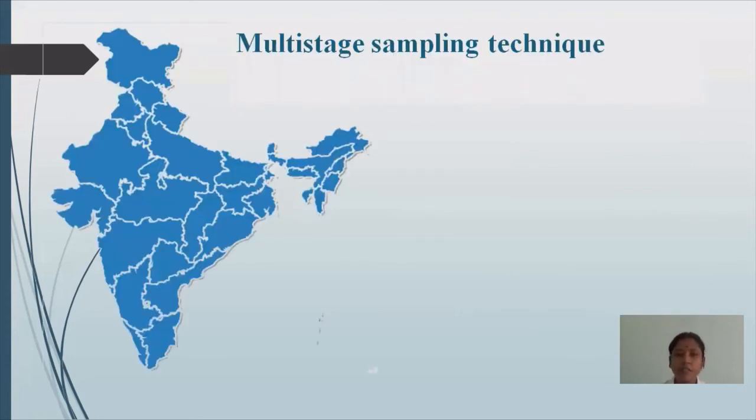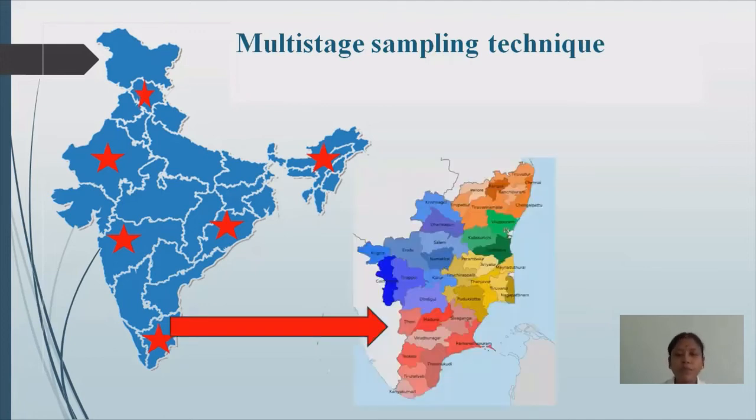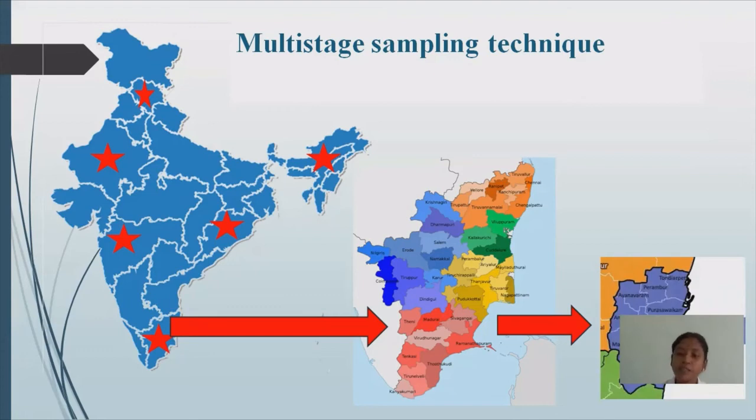So to simplify, let's say we want to conduct a nationwide study in India. So first we'll be selecting certain states which are representative of the particular region. Then in each particular state we'll be selecting certain districts, and in each district we'll be selecting certain towns, and in each town we'll be selecting certain villages, and in each village we'll be selecting certain neighborhoods. So this is an example of multi-stage sampling. So this is different from multi-phase sampling. So these are the other sampling methods.